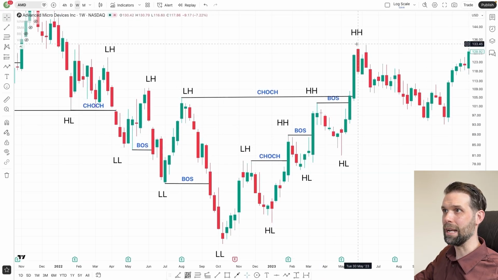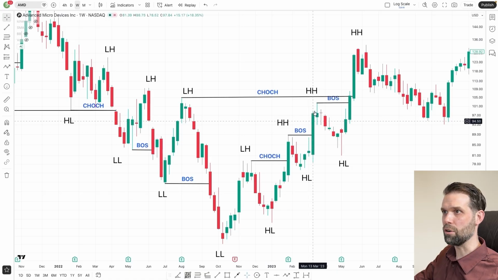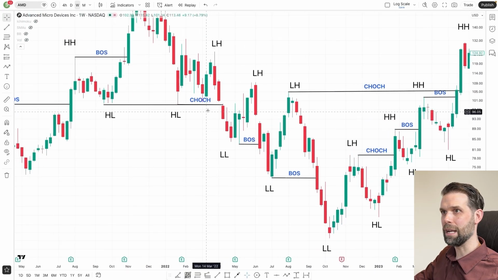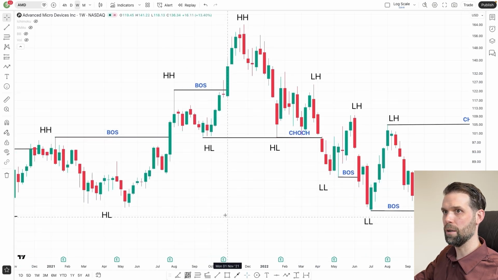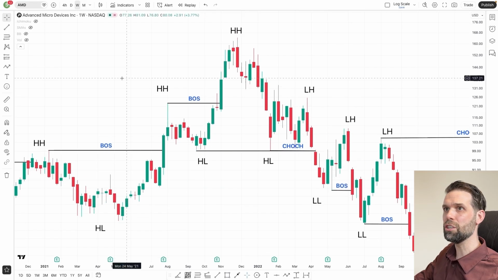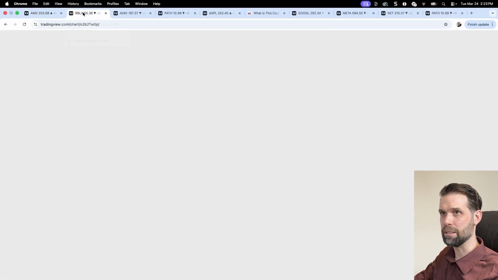And there we've made our higher high. So the change of character happened here. We made breaks of structure to the upside. Here we had a change of character, and now we're making BOSs to the downside. Trend continuation, and we had trend continuation up in this area. So let's jump over and view a couple other examples before we wrap up this video.